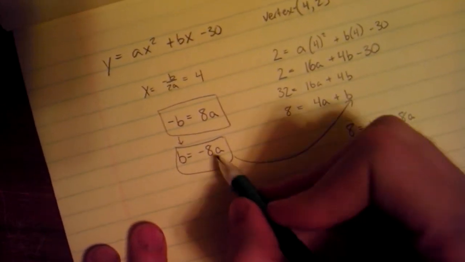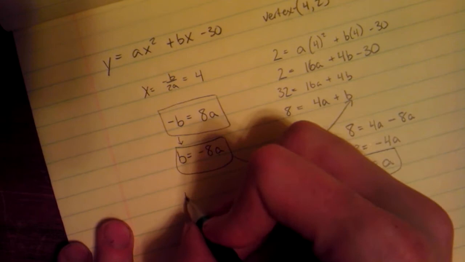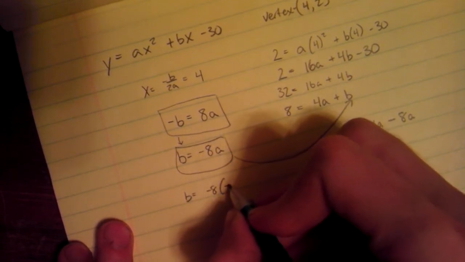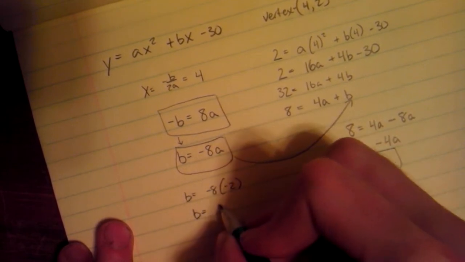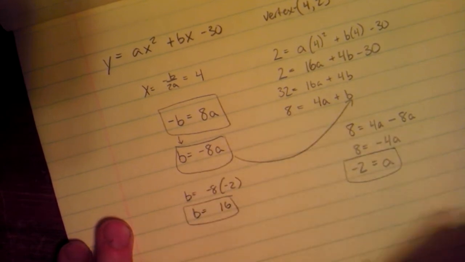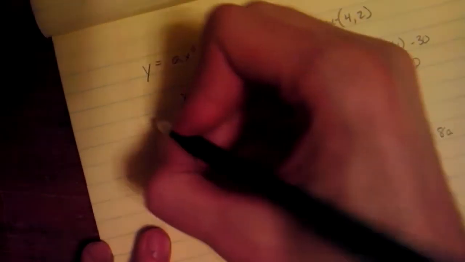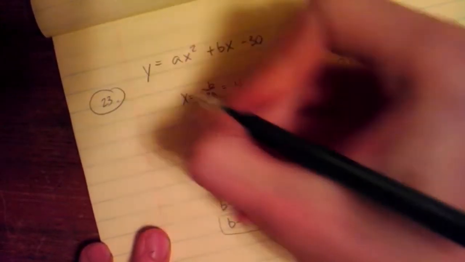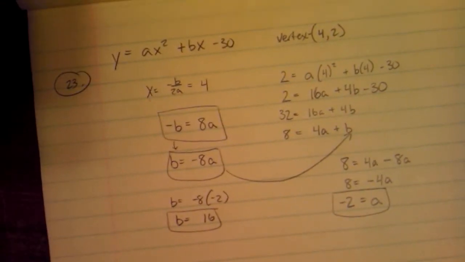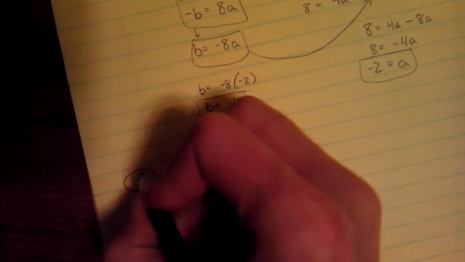Cool to know. So then plugging that back in over here, b would be negative 8 times negative 2, which is 16. Okay, so we know that a is negative 2, b is 16, and we've solved the problem. That was number 23. Alright, moving on. 24.